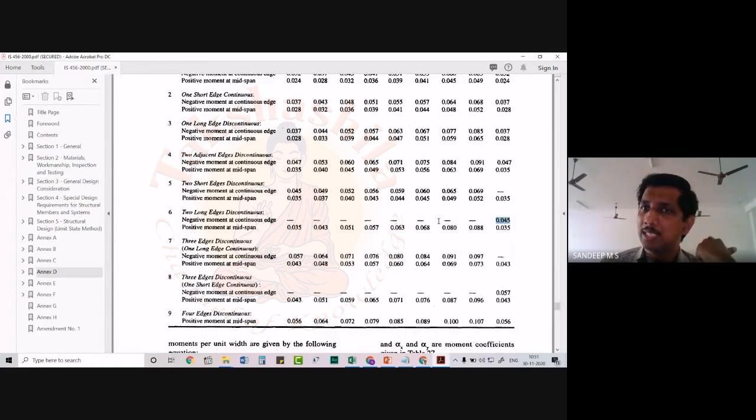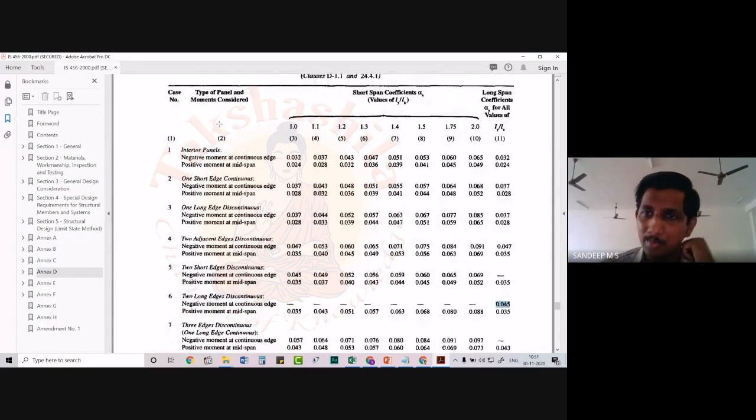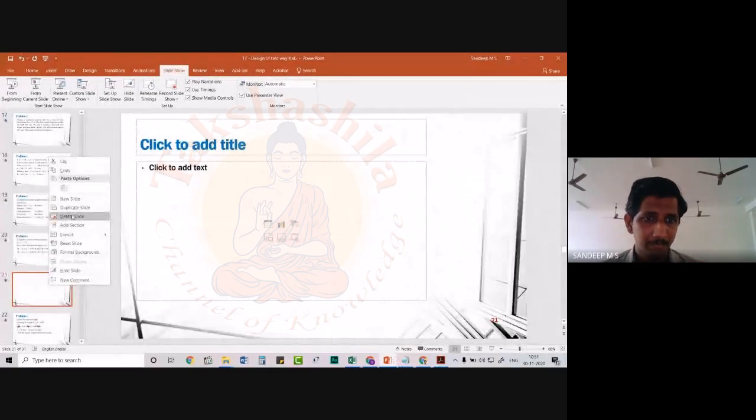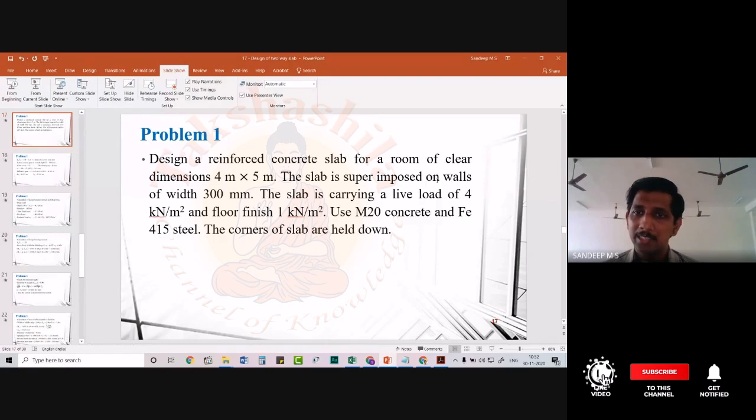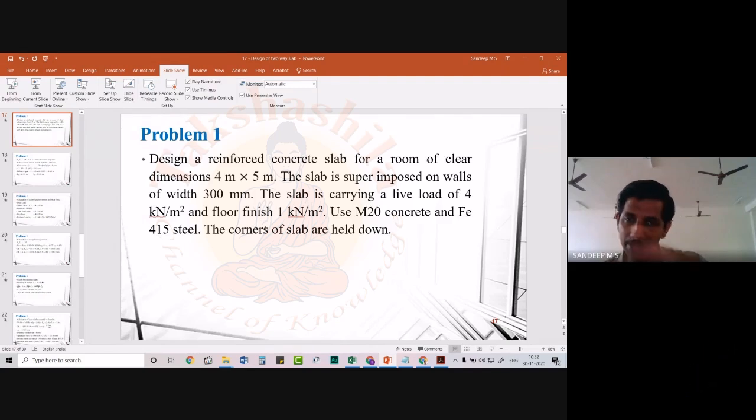So in the problem, you have to think and understand what type of panel it is. Then only you will be able to perform the design. So let's go back to our problem. If you come back to this problem, you can see that we have to design a reinforced concrete slab for a room of clear dimension. This slab is just superimposed on a wall of width 300 millimeters. That is, on four sides we have a wall, and this slab is simply kept on that. So basically our problem is 4 edges discontinuous. We will not be having any sort of negative moments. So this comes under the 9th condition, that is 4 edges discontinuous. This is how you have to understand.